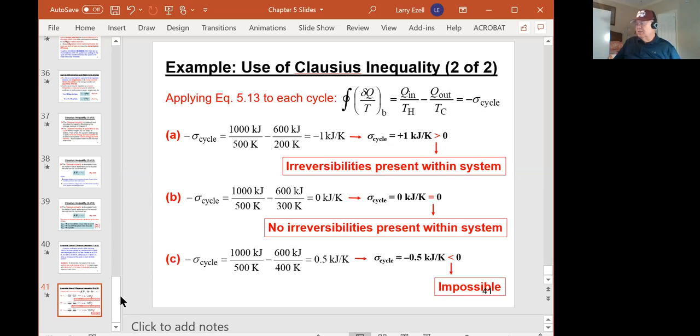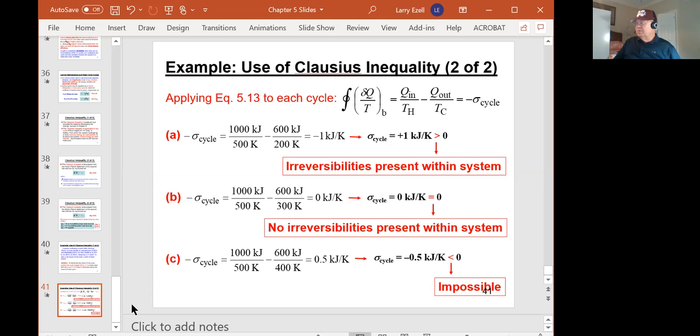So let's look at this. That's 2 minus 1.5. So that's minus 0.5 for minus alpha. So alpha is equal to plus 0.5. And that means that it's impossible.